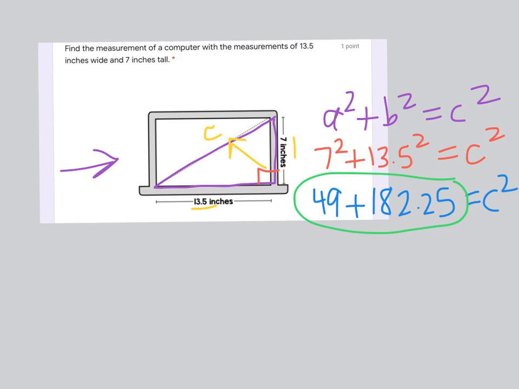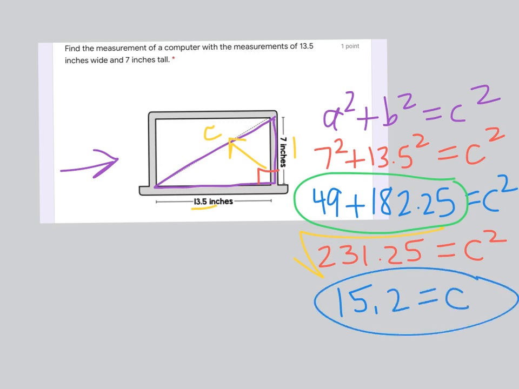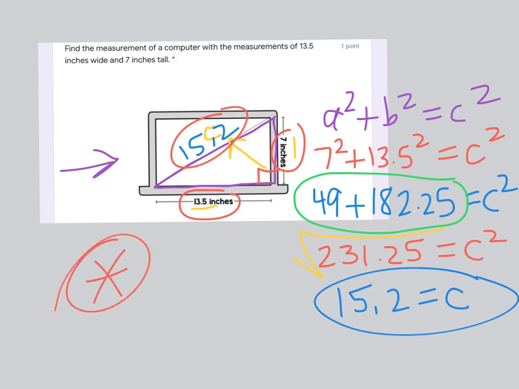So add that together and we get 231.25 for c squared. Okay, same final step. Take the square root of that, and we get about 15.2 for the diagonal of this computer screen. So 15.2, and that works out because we have 13.5 and 7, and then 15.2 for the longest side. So this is kind of a review from last week. When you get the diagonal, that's getting the letter c. So hopefully that doesn't mess you up. So there's 5 practice problems like this on the Google form, and then hit submit.